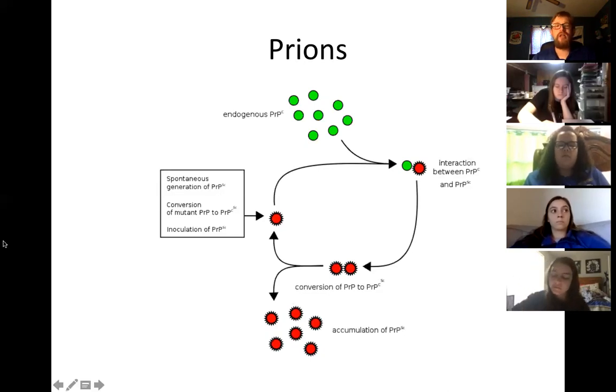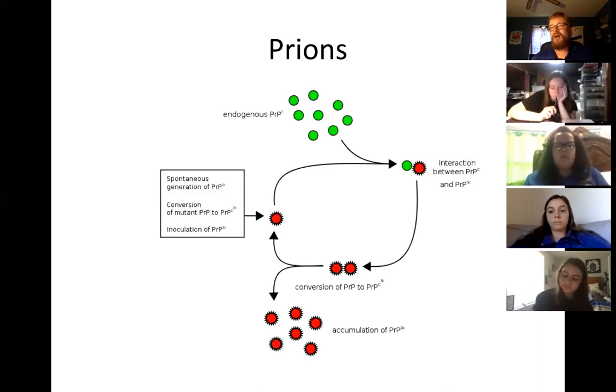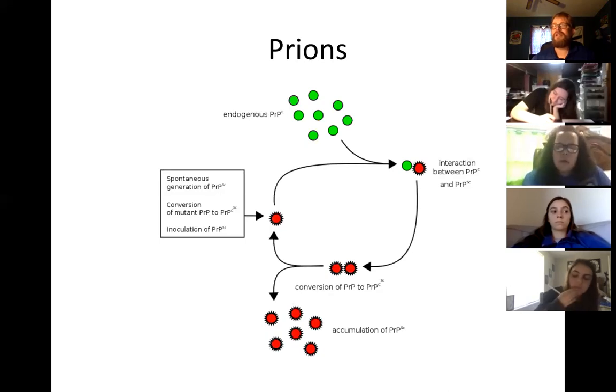And then we say inoculation. This would be the equivalent of if you were consuming beef from a cow that had mad cow disease. And one of the things that I don't really have here on the slide is that these proteins are incredibly resistant to heat and incredibly resistant to chemicals that we typically use to disinfect labs.